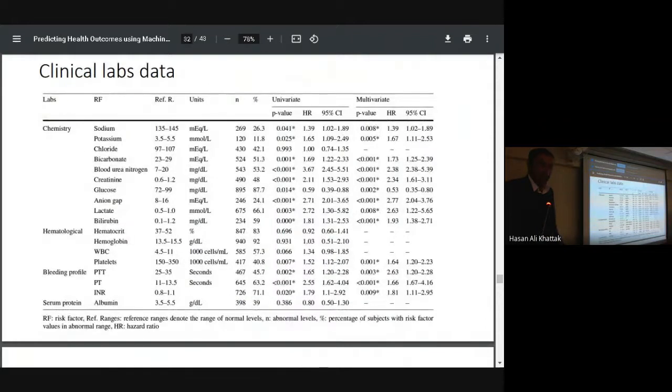Then we used some clinical labs, for example, chemistry labs like sodium, chloride, blood urea nitrogen. Then in the hematological factors, we use white blood cell and others. Then in the bleeding profile and the serum protein, the list is long. So in the paper, I will mention for you to read. You can find all the variables and see the reasons why we have selected all these.